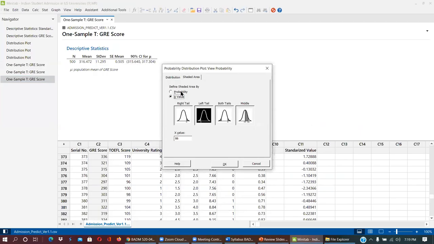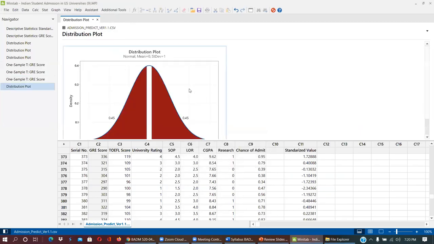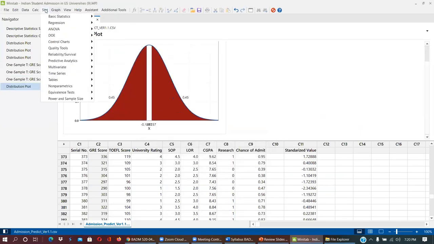I am going to check 90%. So here is 90%. Do I need to get one side or two sides? I can decide myself. Oh, I did the opposite.